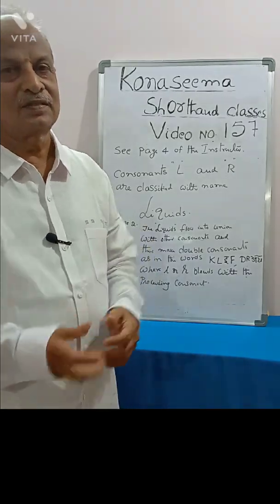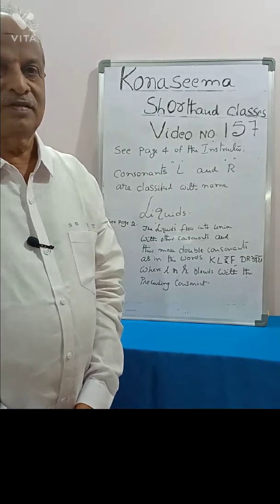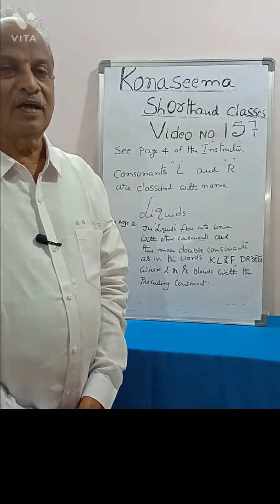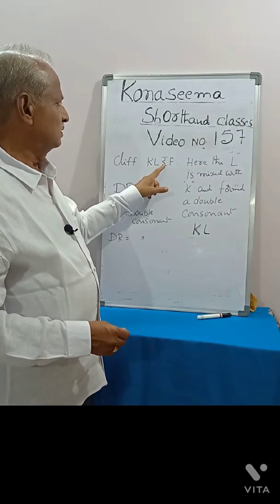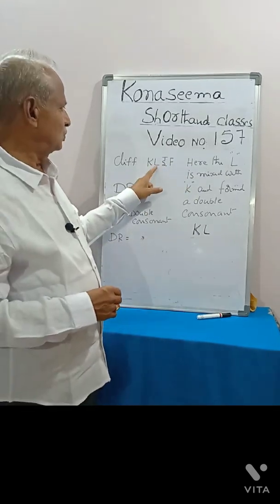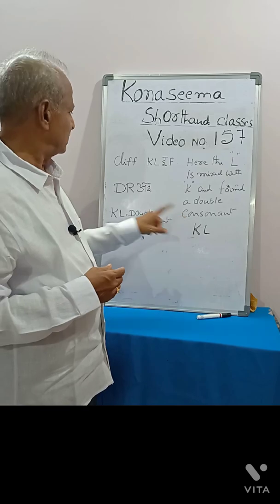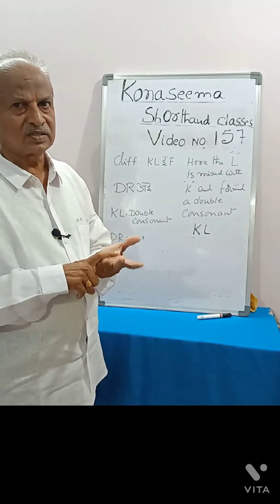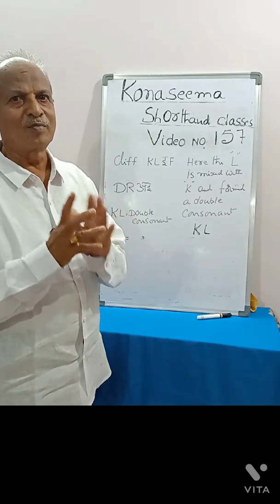There it is mentioned that the liquids flow into union with other consonants so as to make a double consonant. You see the word cliff, KLF, cliff. Here this L is mixed with K and formed a double consonant. Kal is a double consonant. K is one consonant and L is another consonant. Two consonants, a combination of two consonants. So it is called double consonants.